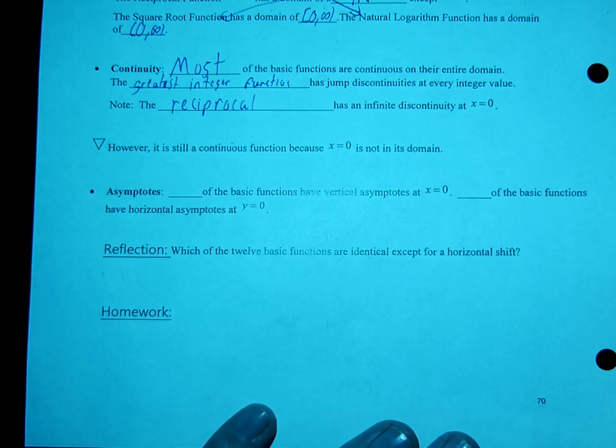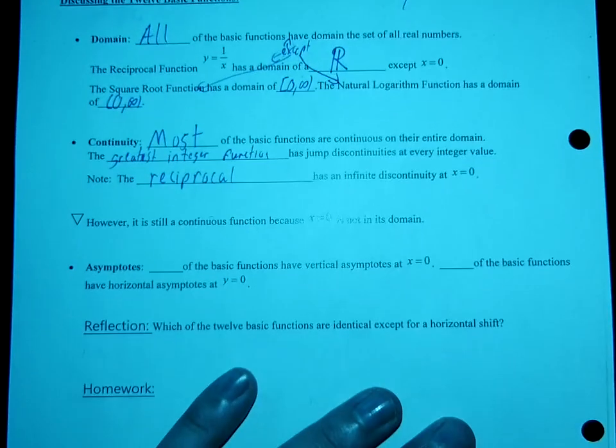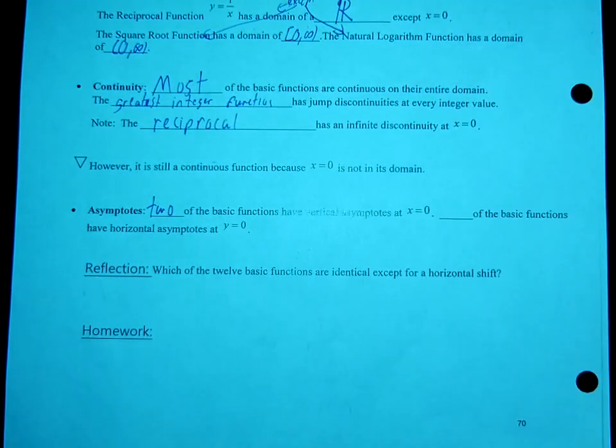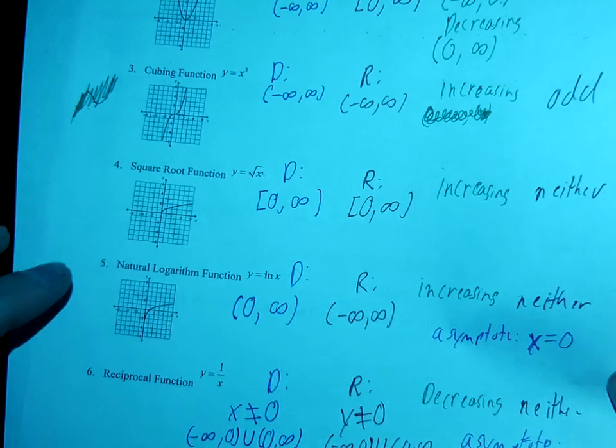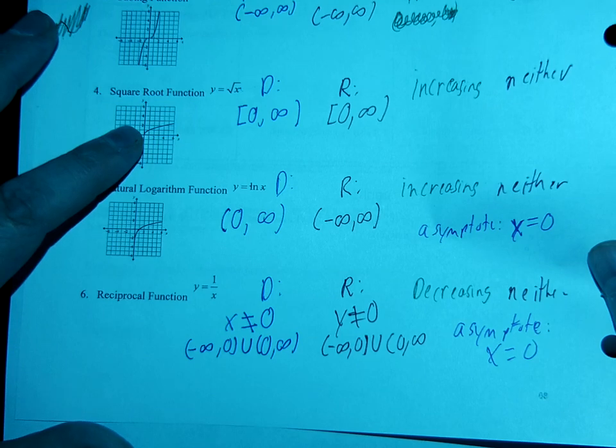Alright, so asymptotes. How many of the functions have an asymptote at x equals 0? So there's the natural logarithm, there's the reciprocal that has an x equals 0 asymptote, and that's it. 2 of the basic functions. And the 2 that have the asymptote at x equals 0 are these two: the natural logarithm function and the reciprocal function. The square root function just ends at 0.